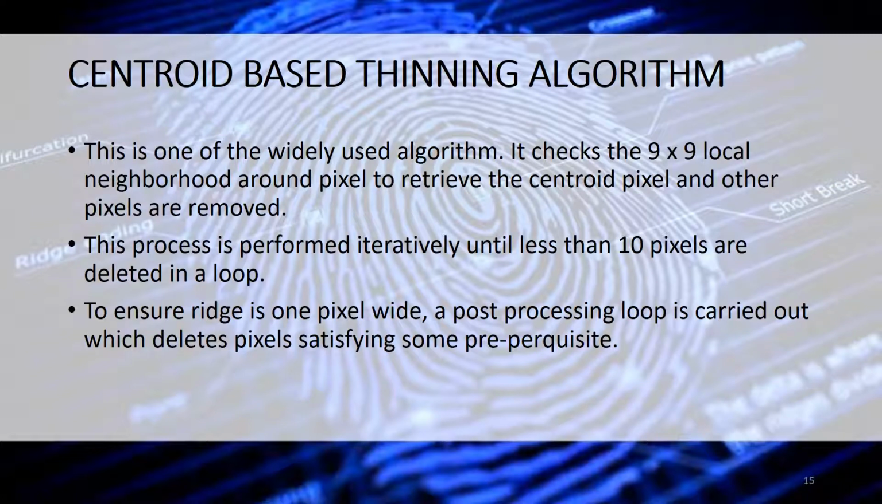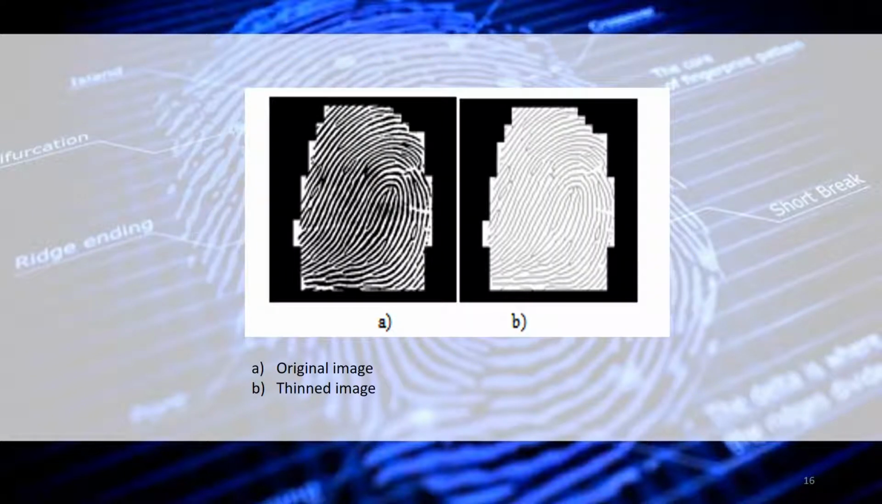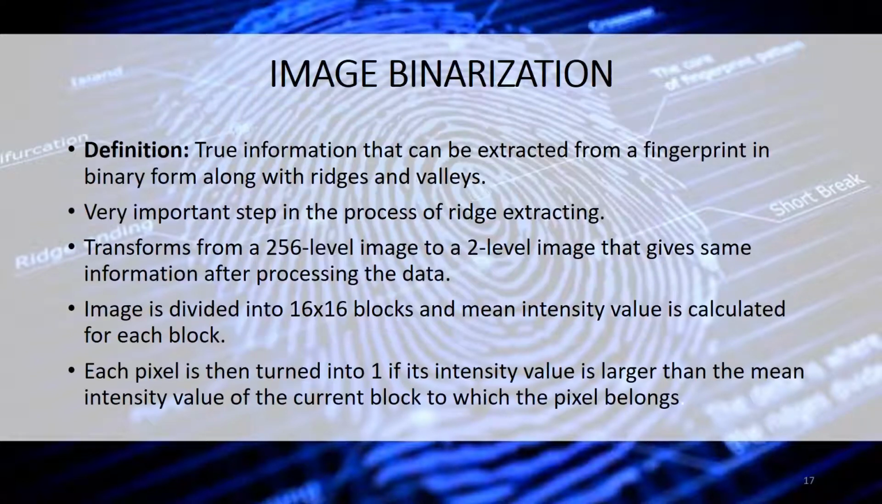Centroid-based thinning algorithm. This is one of the widely used algorithms. It checks the 9 by 9 local neighborhood around a pixel to retrieve the centroid pixel, and the other pixels are removed. This process is performed iteratively until fewer than 10 pixels are deleted in a loop. To ensure the ridge is 1 pixel wide, a post-processing loop is carried out which deletes pixels satisfying some given precondition. The image on the left is the original image. The image on the right is a thinned image.